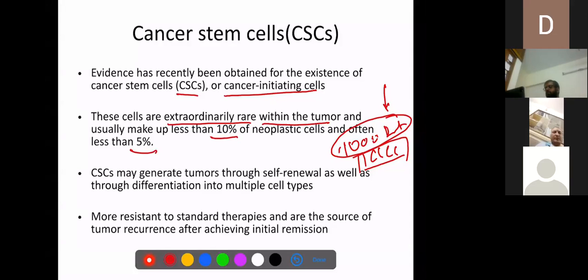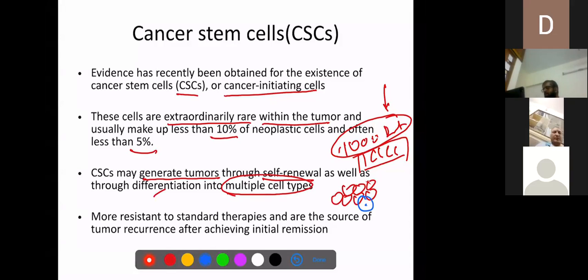The 95% of the cells are progenitor cells or the differentiated cells. Cancer stem cells are able to generate tumors by self-renewal. That is the difference between a differentiated cell and a cancer stem cell. As well, they can differentiate into multiple cell types. For example, there are so many normal tumor cells, and there will be one cancer stem cell.